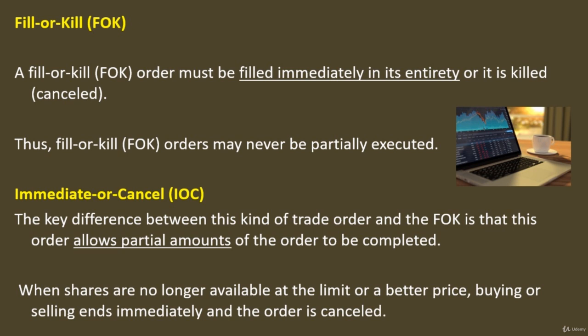So when shares are no longer available at the limit or a better price, buying or selling immediately ends and the order is canceled, right? So you're buying at a limit price, you're buying partial amounts, but if there's no longer immediate shares available, then the rest of that is immediately canceled. So fill or kill is like, I'm going to fill everything in its entirety, or it's not going to be executed. Immediate or cancel means we're going to fill this immediately, and we're going to allow partial amounts to happen. But if it doesn't happen within a certain time period, in terms of what is determined to be immediate, then the remaining order is canceled.